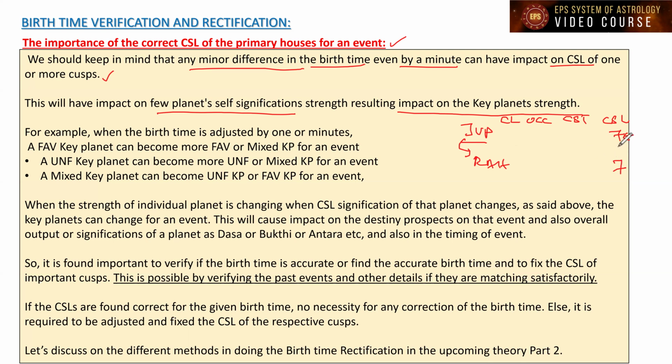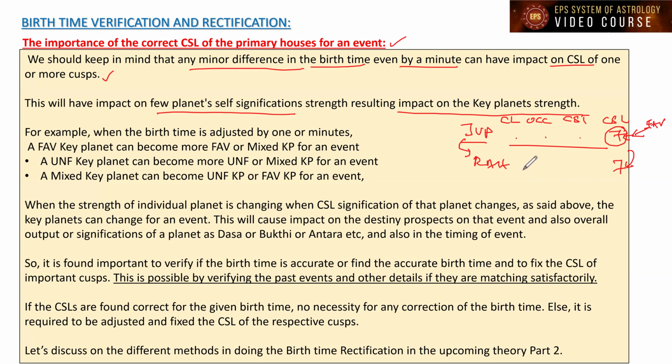Now, when the seventh cuspal sublord is Jupiter, if the CLOCC CST also have some favorable houses, this will be a very good favorable key planet, or strong favorable key planet as the seventh sublord, provided the CLOCC CST are also supportive. If not, it will become a mixed key planet. Now, when the minutes are reduced, instead of Jupiter, Rahu will take the seventh sublord. Jupiter will lose its seventh sublord position, so its strength in self-signification can get reduced.